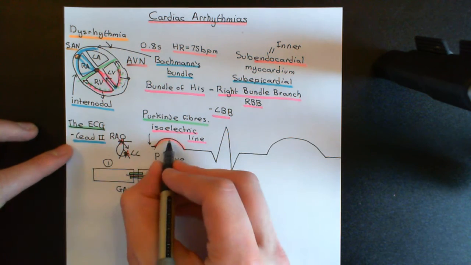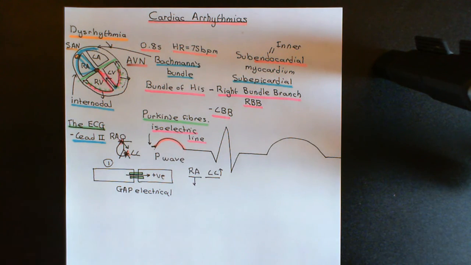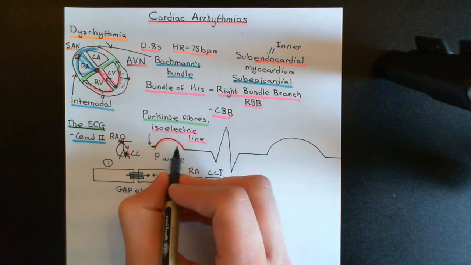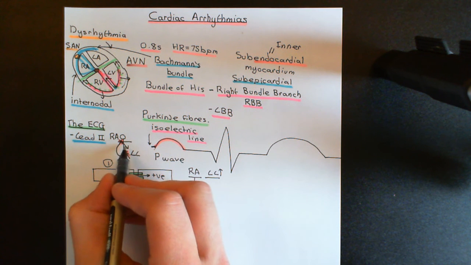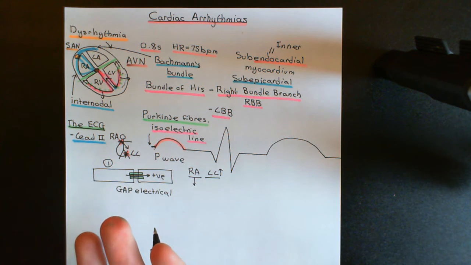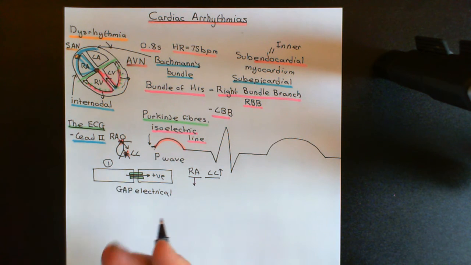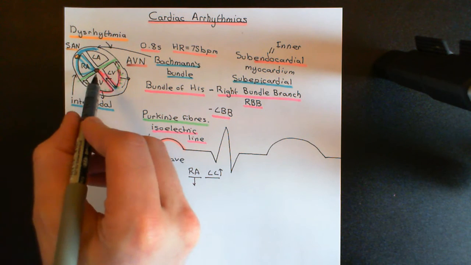Okay, this is showing us the electrical potential difference from the right arm to the left leg. Okay, so that's why you get this deflection upwards. Why does it then come down? Well, once the atria have actually contracted and the electrical signal has propagated through the entire atria, then this intracellular current stops.